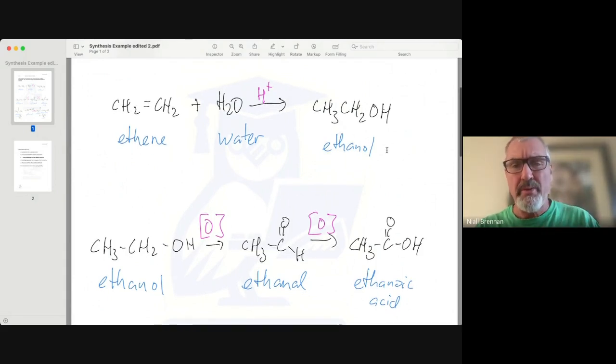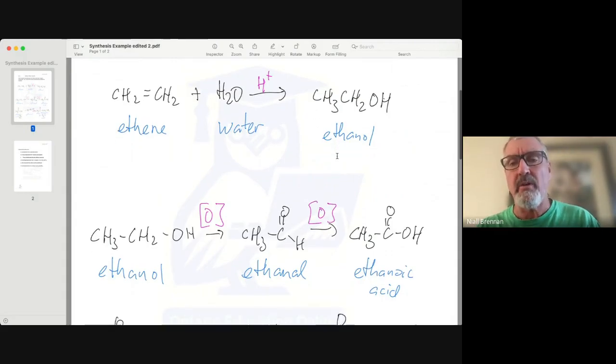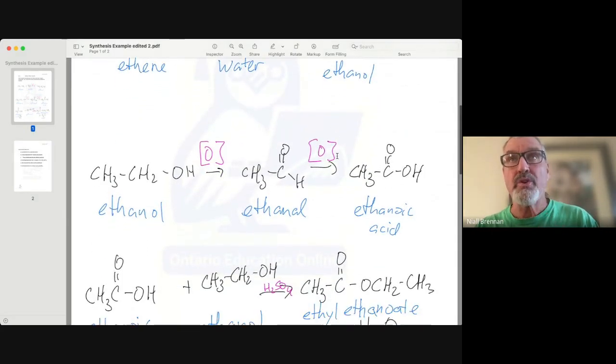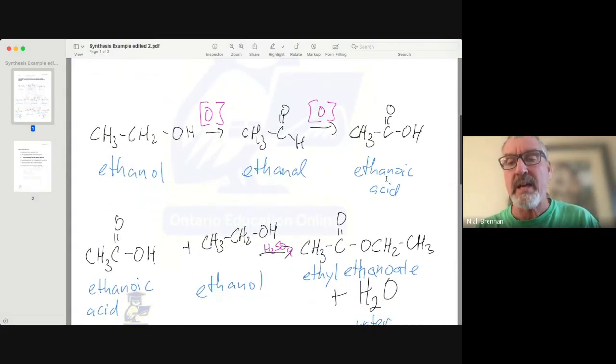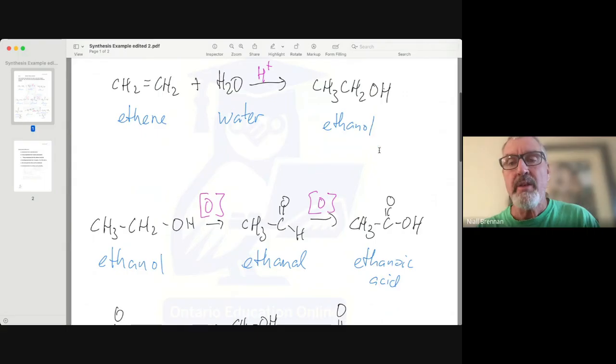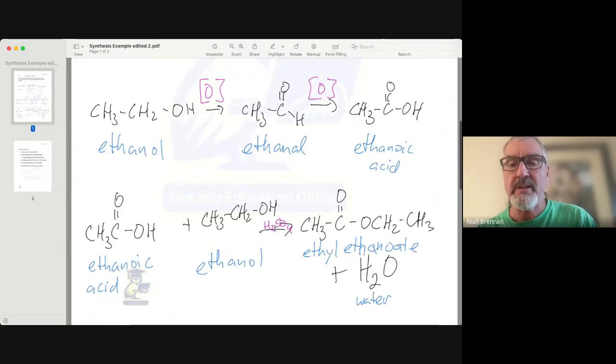So to put all this together, you would take some ethene, add water to create ethanol. You would take a portion, like half of the ethanol, and you're going to oxidize that to the ethanoic acid. Then you can add these two products together with some sulfuric acid to get ethyl ethanoate plus water. So there is the correct sequence, and this is called a synthesis reaction.